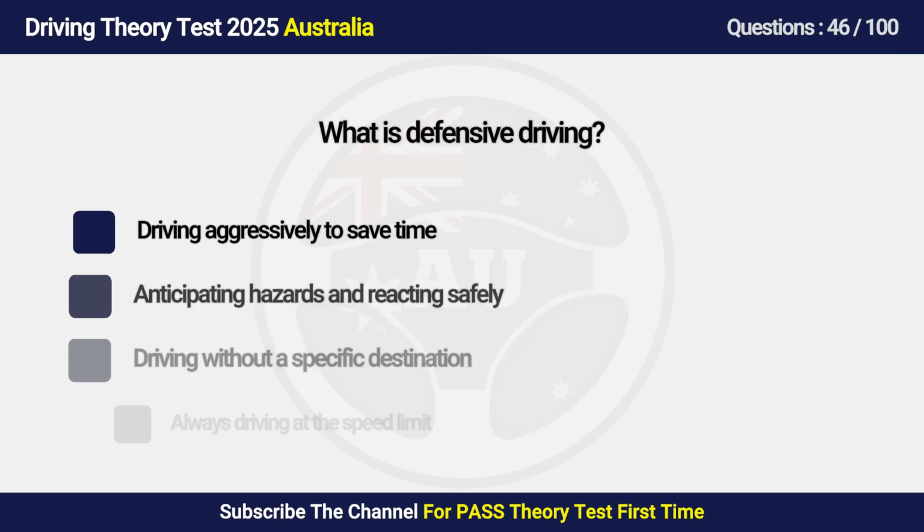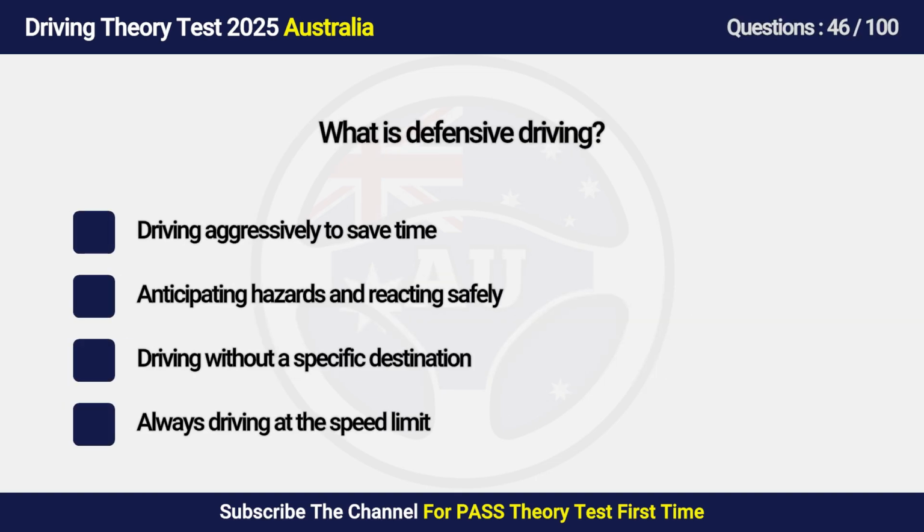Question 46. What is defensive driving? A. Driving aggressively to save time. B. Anticipating hazards and reacting safely. C. Driving without a specific destination. D. Always driving at the speed limit.